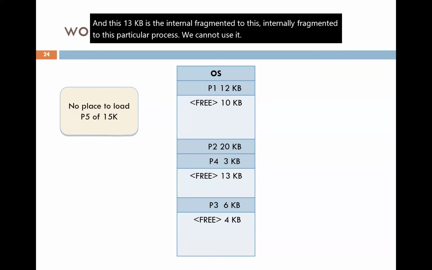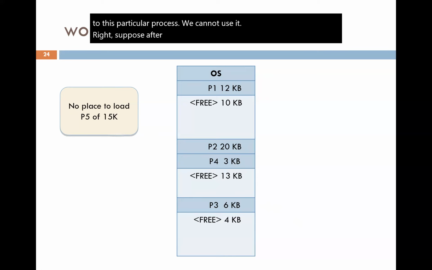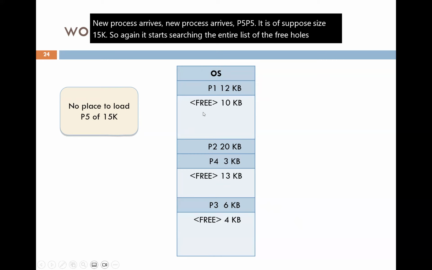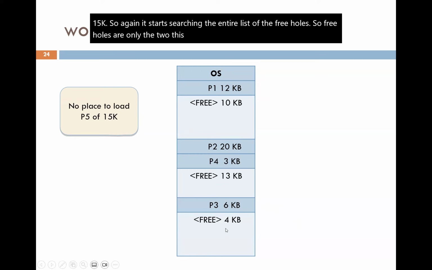Suppose after that a new process arrives, P5, of size 15 KB. Again, it starts searching the entire list of the free holes. The free holes are only two, this one 10 KB and this one 4 KB.